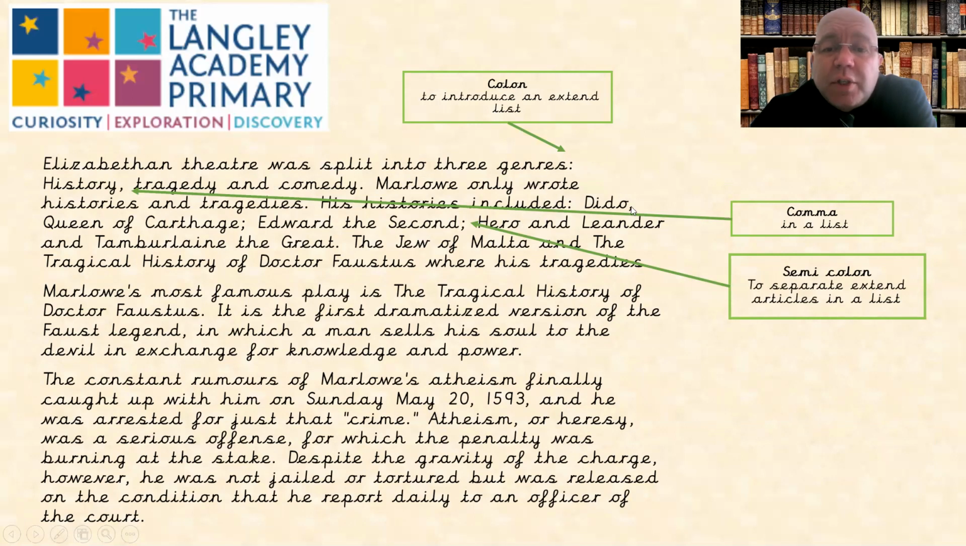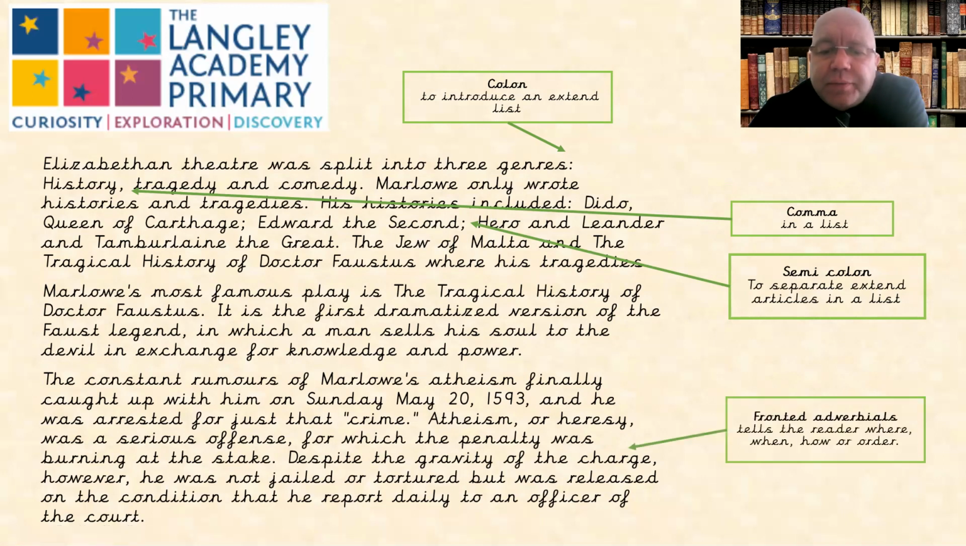It included Dido, which is a short one, so just a comma there. Dido, Queen of Carthage; Edward II; Hero and Leander; and Tamburlaine the Great. Again, an and for the last 2, not a semicolon. But the semicolon is just an extended comma. Because each item is that bit longer, a bit wordier, we're giving the reader a little bit more of a break to recognize the separation, to recognize where each of these titles starts and ends. Okay.